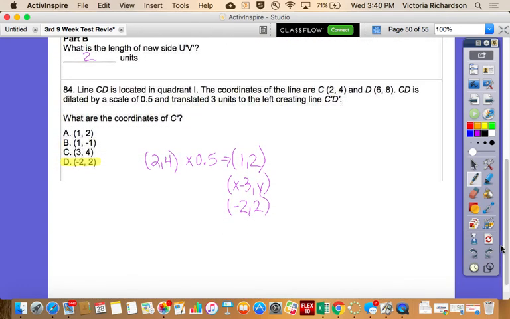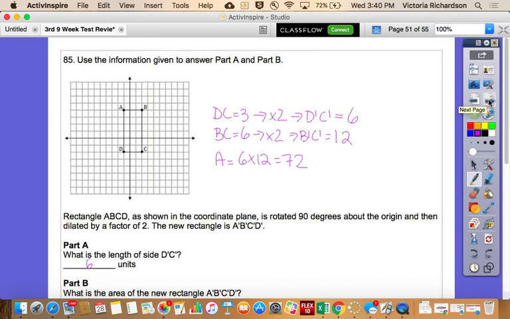84, line CD is located in quadrant 1. The coordinates are 2, 4, 6, 8, and they are dilated by a scale of 0.5 and then translated 3 units to the left. And so the new coordinates of C, we would have to multiply by 0.5, which gives us 1, 2. And then, since we're moving it 3 to the left, we would subtract 3 from the x coordinate, and that would give me negative 2, 2. So my answer is D. 85.